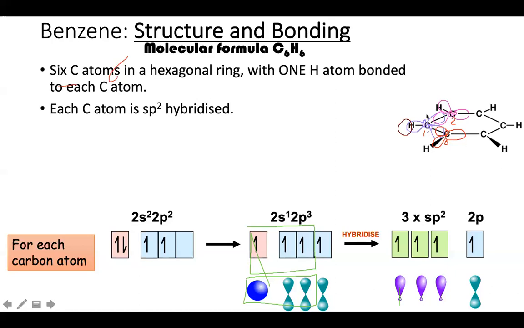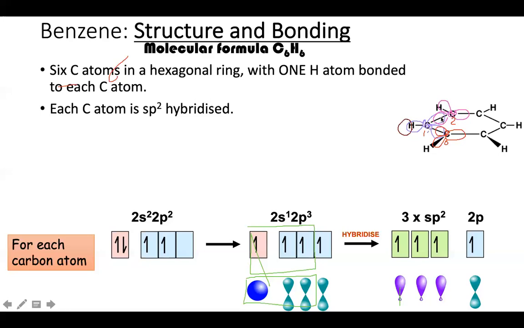Okay, so back to carbon number 1. First sigma bond, second sigma bond. The third sigma bond is the sp2 of carbon 1 and the sp2 of carbon 6. Okay, I hope you can see that.